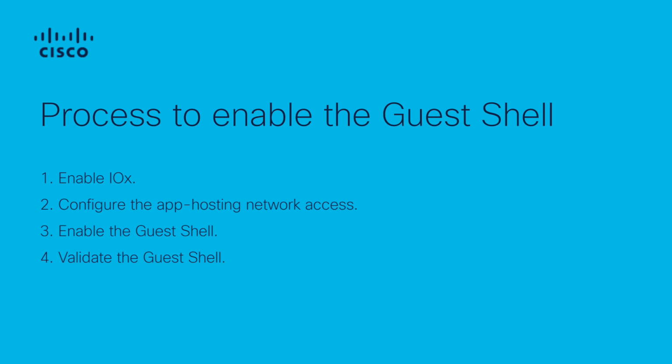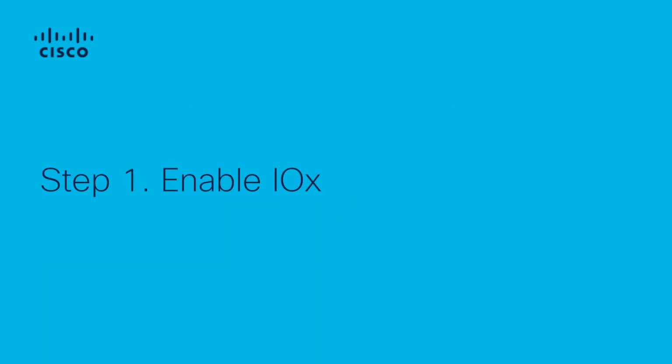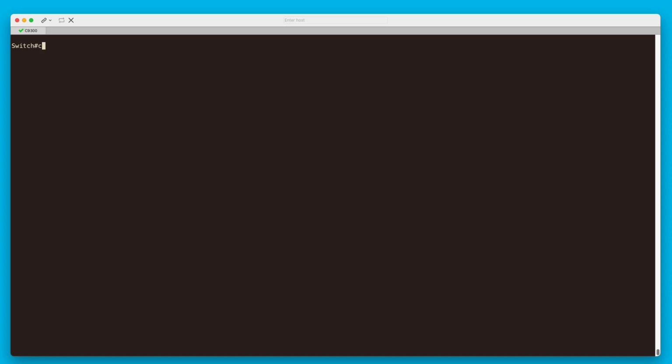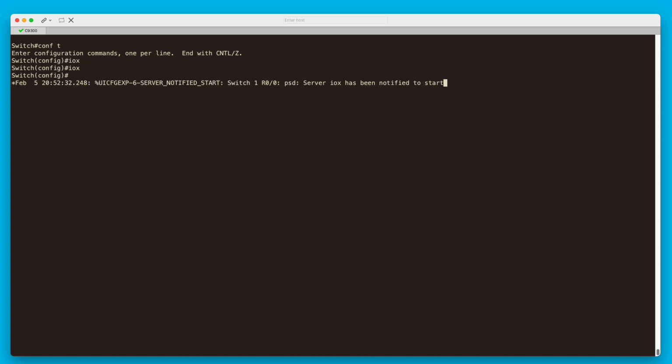1. Enable IOX. 2. Configure the app hosting network access. 3. Enable the guest shell. And 4. Validate the guest shell. Let's begin. The first step is to enable IOX. Enter global configuration mode and enable it using the iox command.